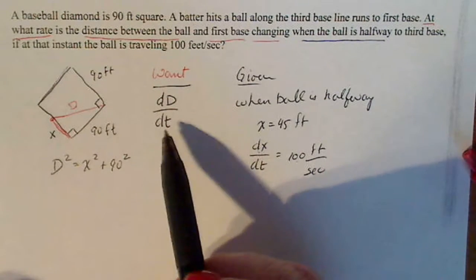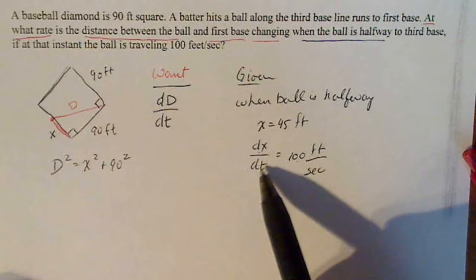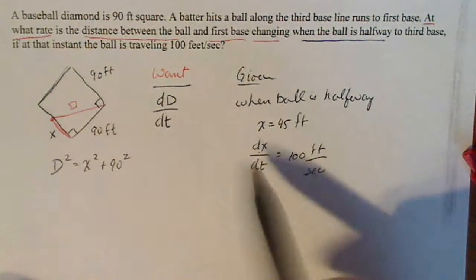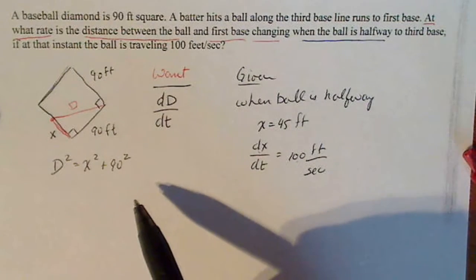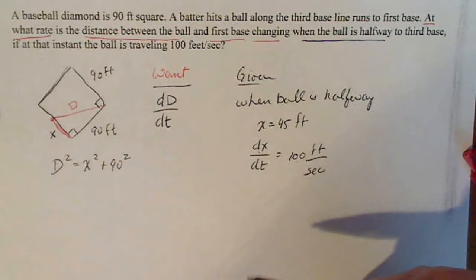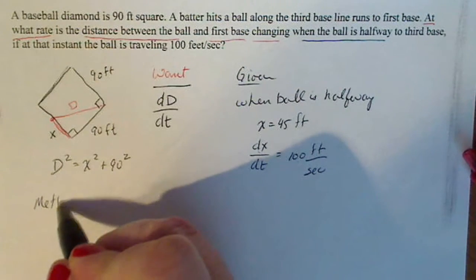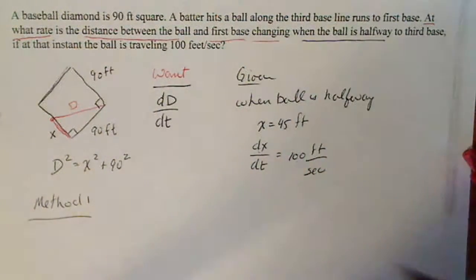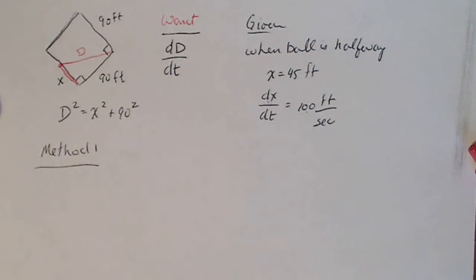Now, if I want dd/dt, I have to somehow use dx/dt alongside this equation to relate the rates together to come up with my solution. So the method that doesn't use implicit differentiation, I'll call it method 1. Method 1 actually uses something called the chain rule.